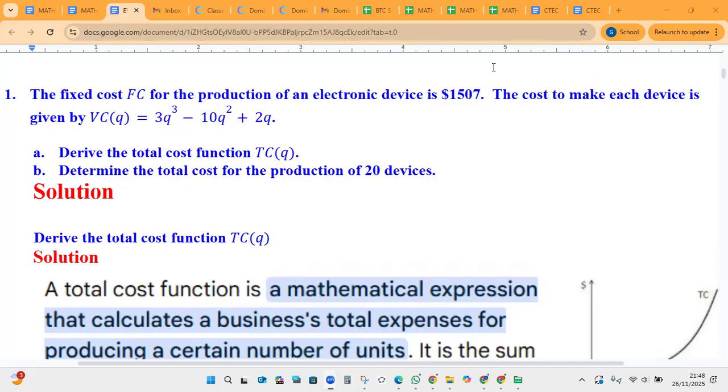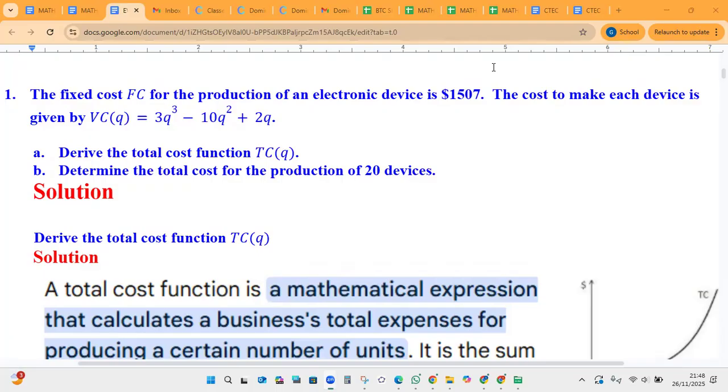Now it goes on to say the cost to make each particular device is given by VC, V for variable and C for cost, VC of Q, Q for the quantity of the devices. So the variable there is the quantity. So this is variable cost in terms of quantity. VC of Q is equal to 3 times Q raised to the third power minus 10 times Q raised to the second power plus 2Q.